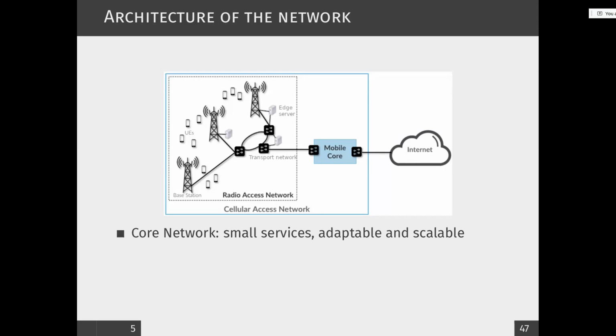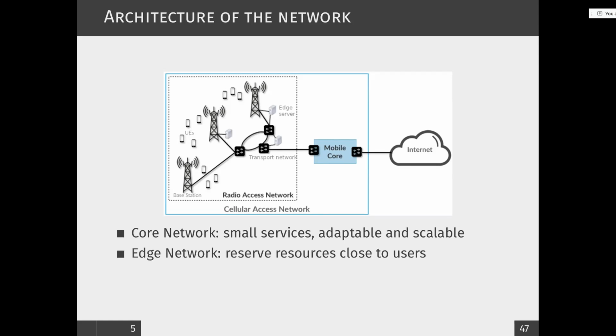So if you have to define the network in several parts, the core network, before 5G, was a big monolithic service. Now it's a lot of small services, and each of them can be adapted and scaled depending on your use case. So that's one part where we need placement and we need resource allocation to do that efficiently.